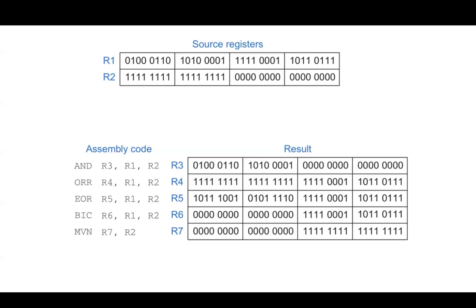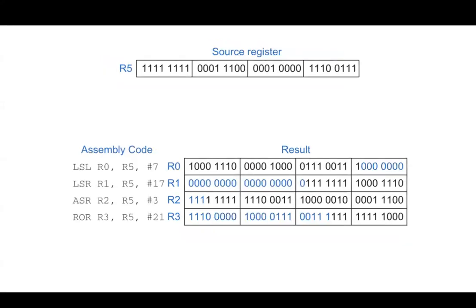Here we have only one source register, and what this instruction will do is take the opposite of this source register. Here you can see that the bits that were 1 in R1 are marked as zeros in our destination register R7, and the bits that were 0 in R2 are marked as 1 in R7.